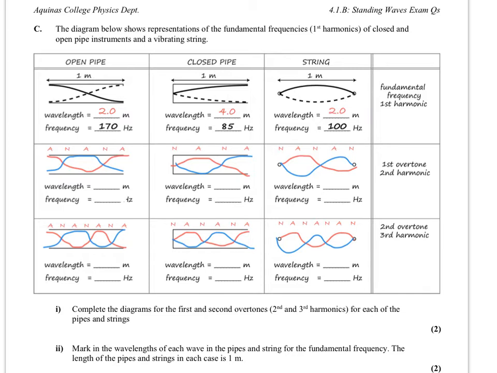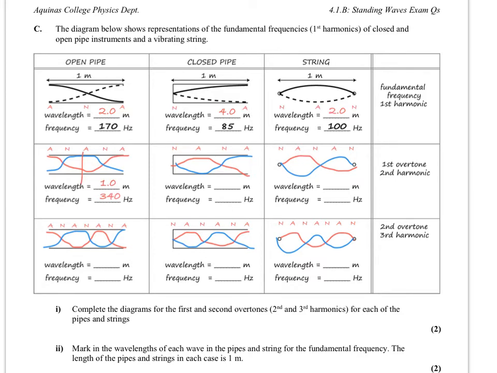Looking down with the open pipe instrument, whereas I've got this half wavelength once, now I've got half a wavelength once and then twice. So what I've got is where I've got this pattern once, I've got it twice. So where my wavelength was 2 meters, it's now 1 meter, and I can work out what's happened to my frequency. If I have half my wavelength, because the wave speed is fixed, I must double my frequency. So frequency goes from 170 to 340 hertz.